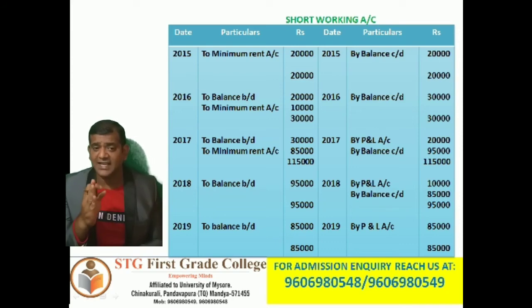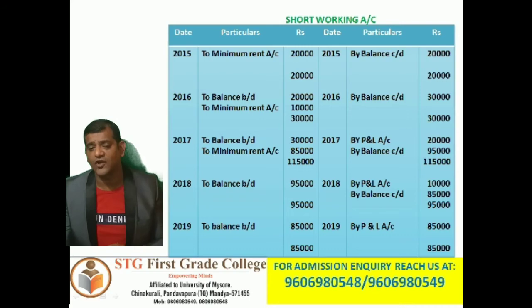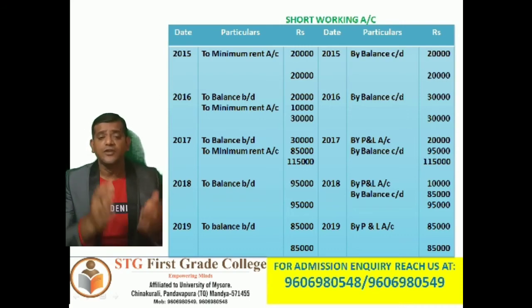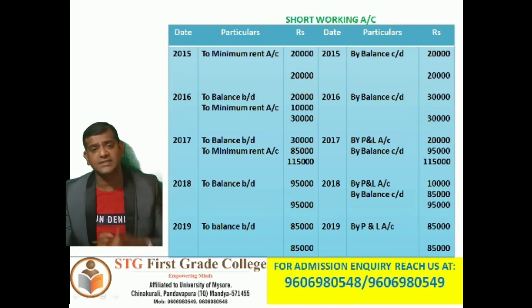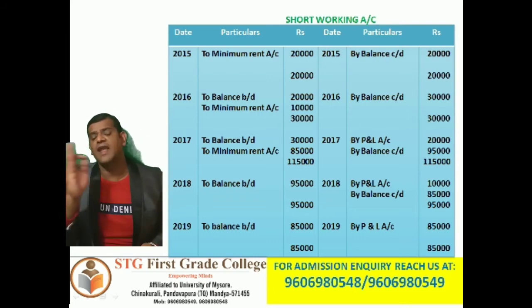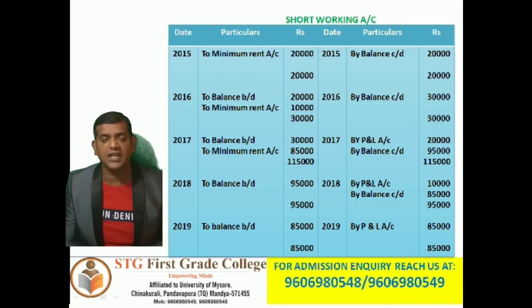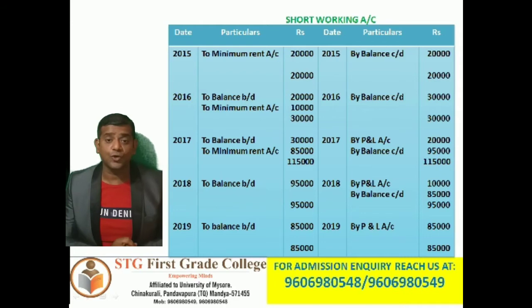And in the second year, is there any short working? Yes, there was a short working. How much? 10,000. So to minimum rent account 10,000 rupees, that is second year short working. Total it 30,000 at the end of the year 2016. By balance carried down 30,000. Both the side total 30,000 and 30,000.